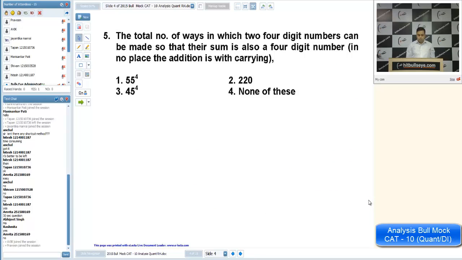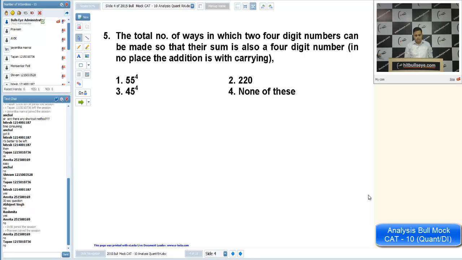Question number 5. Should I solve it? Again an easy one. Okay, good. Anshul says no. Okay, I think you all have done this question and it is a relatively easier one.